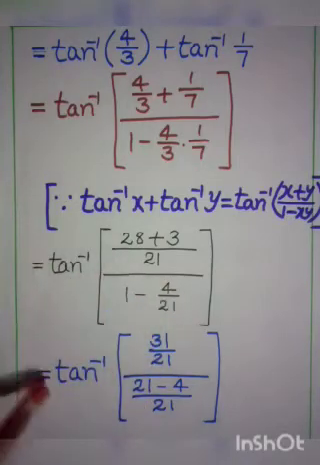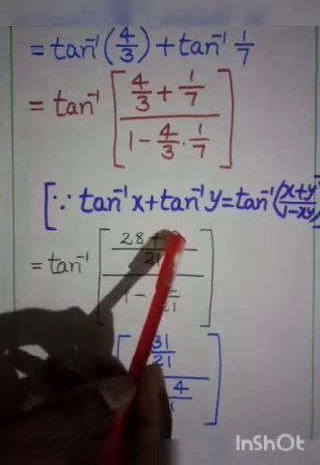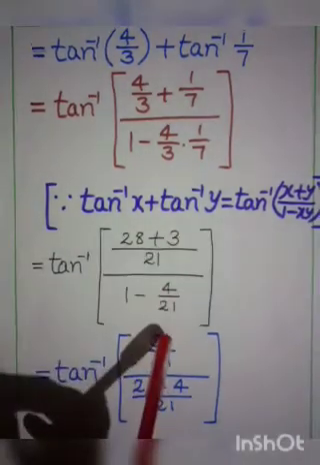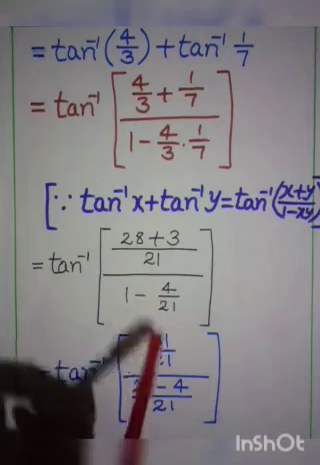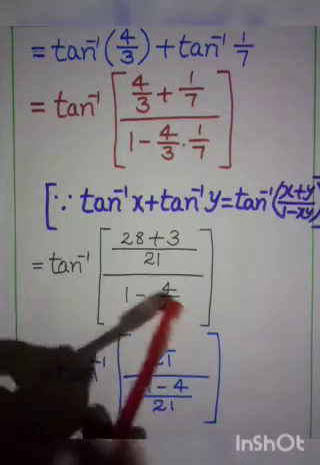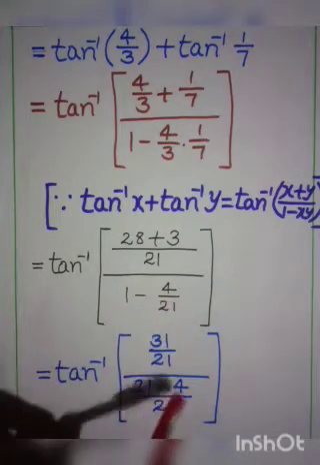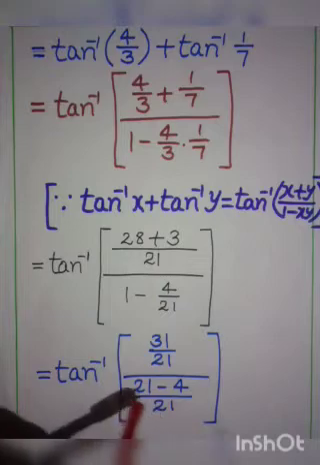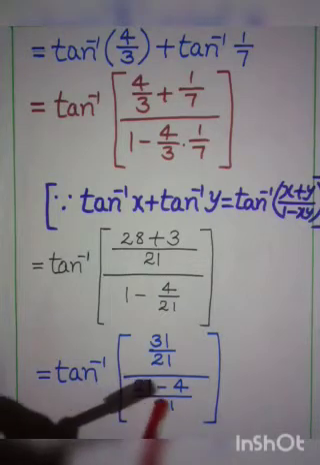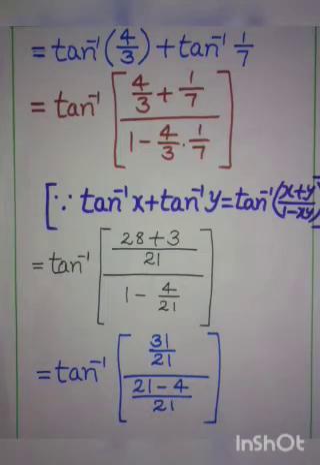That is equal to tan inverse of 28 plus 3. What do you get here? 31 divided by 21. I wrote 21 as it is. Whole divided by, again by simplifying these two terms, by taking LCM of the denominators, we get here 21. In the numerator, you get 21 minus 4. Understood this step, my dear children?